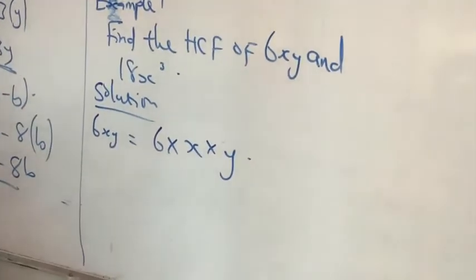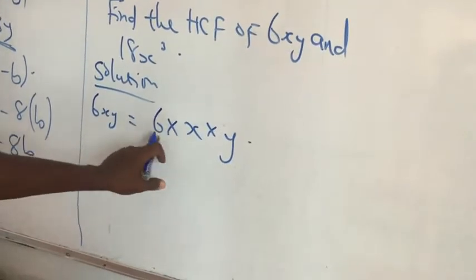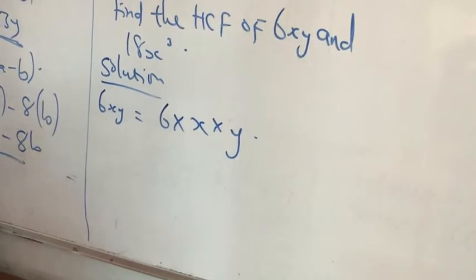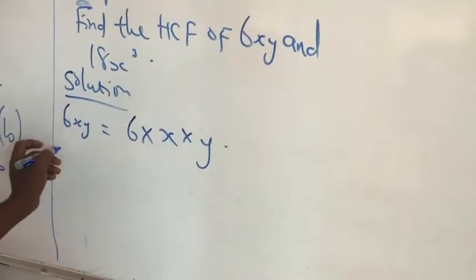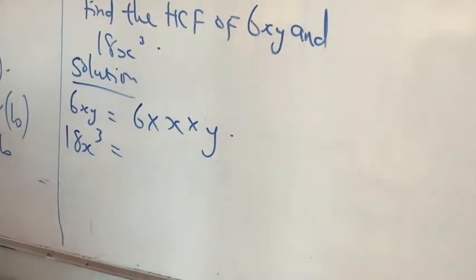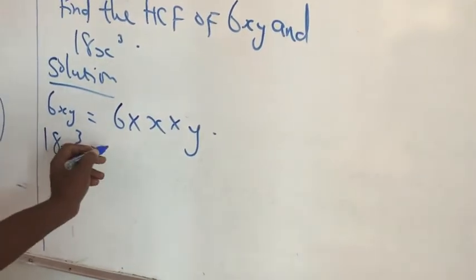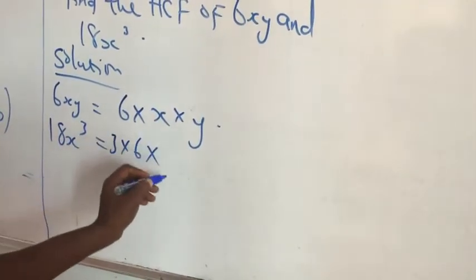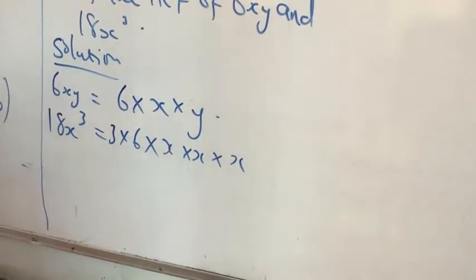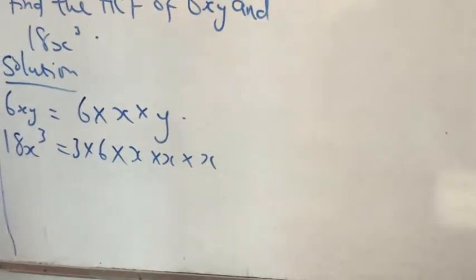So that would be 6. If you multiply 6 times x, you have 6x. If you multiply 6x times y, you have 6xy. Also, the next one is 18x cubed, which means we can say what are the values that can divide 18. We can have 3 times 6 times x times x times x. So what do we now have? What are the values that are common to A and common to B?